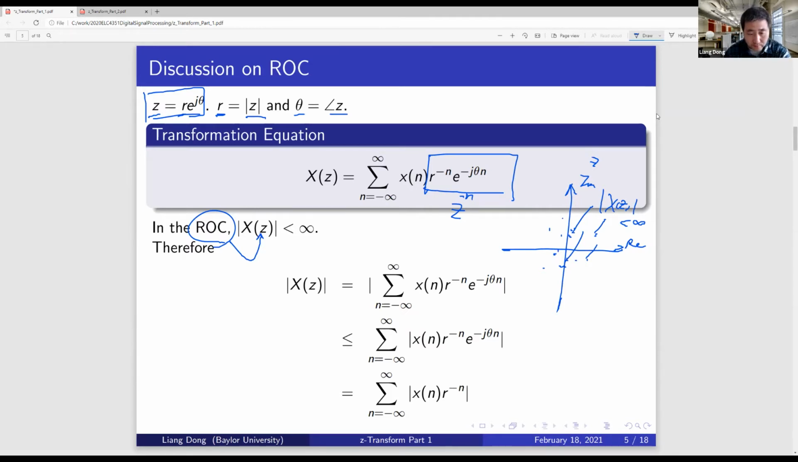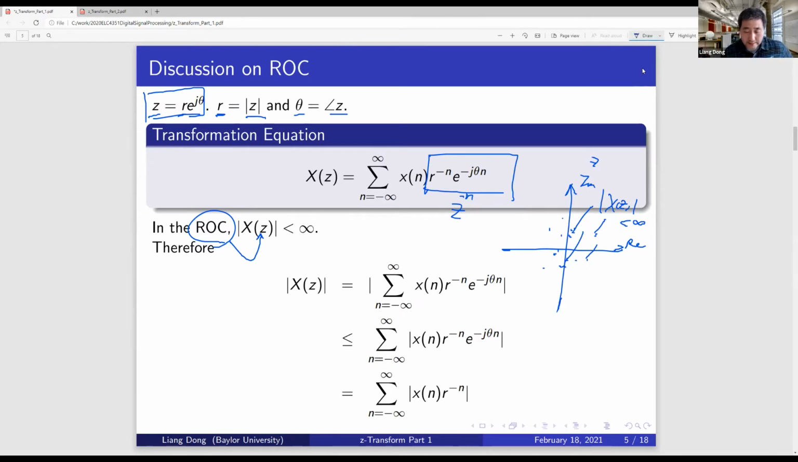Okay, so let's look at plugging into my transformation equation. The absolute value of X(z) equals the absolute value on the right-hand side. It's less than or equal to, since we put an absolute value inside the summation, so each individual term, therefore I got a less than or equal to sign here. Not to be confused, let me just.